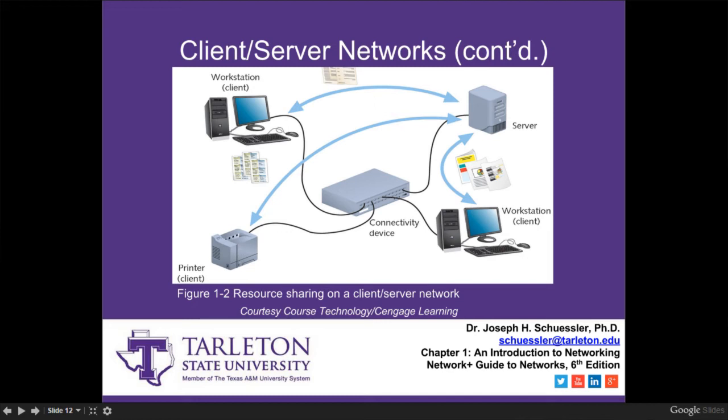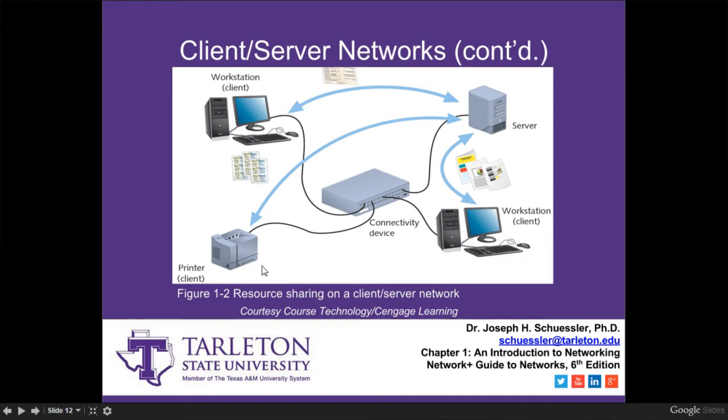So in this example, let's say our client down here on the bottom right needs to print something. We can see that our printer is connected directly to probably a switch here. So you might tend to think that the workstation is going to print directly to the printer, and that may be true if we're in a peer-to-peer network.